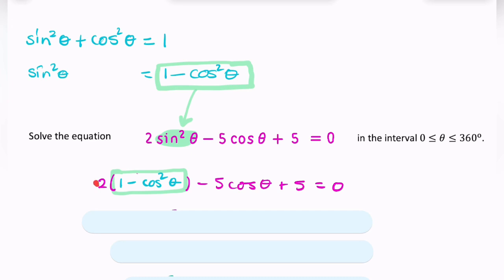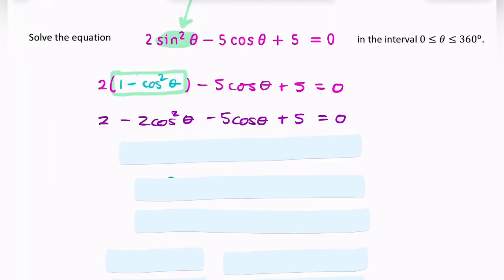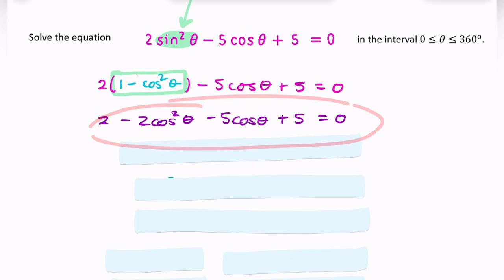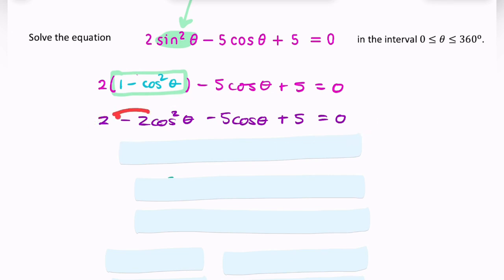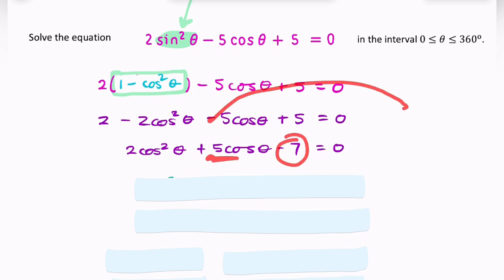So if you multiply by 2 and then you rearrange, so if you now rearrange this to make this positive, let's move everything to the right. So move all these terms to the right. We end up with 2 cosine squared. 2 plus 5 is 7, so that's minus 7. And move that, you get plus 5 cosine.